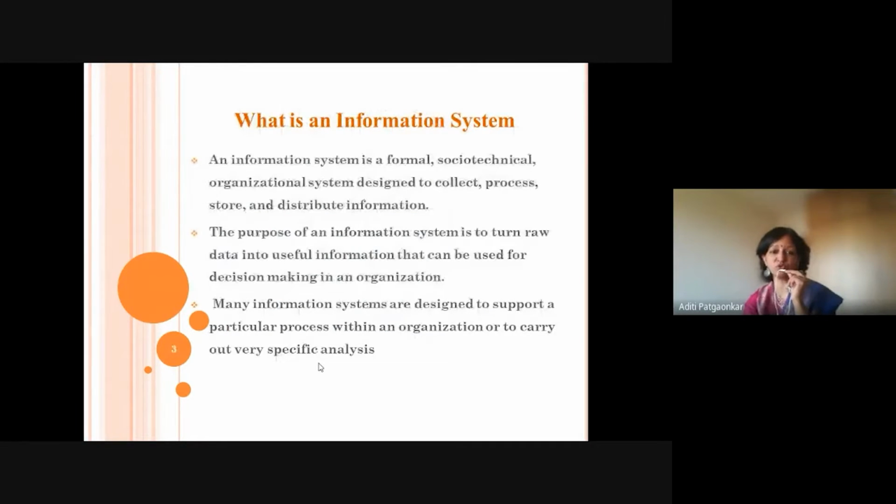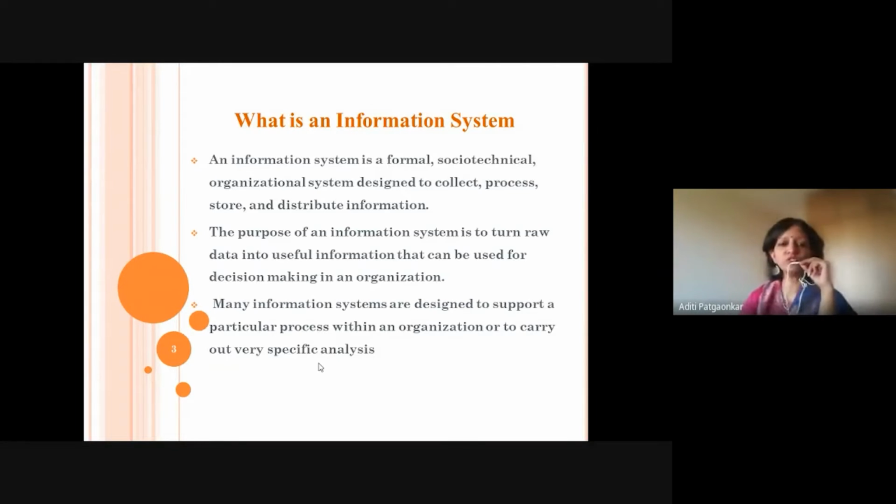Information system is that software which is designed to collect, process, store and distribute information. We can see everywhere nowadays all the organizations are computerized, digitalized. Everywhere these information systems are used for various purposes. These information systems are used by different restaurants, hotels, hospitals, and also online businesses. The purpose of this information system is to turn raw data into useful information that can be used for decision making in an organization.